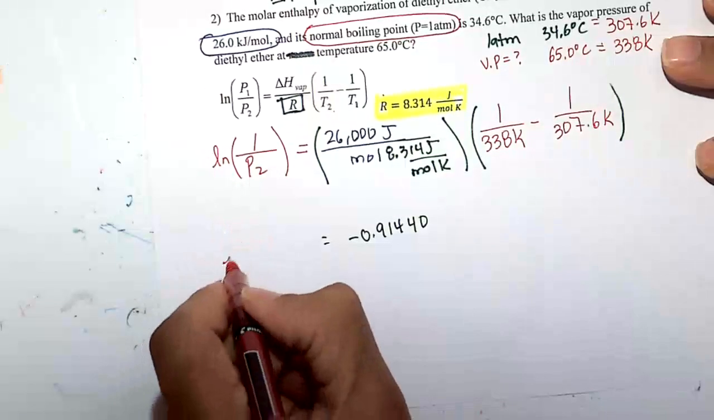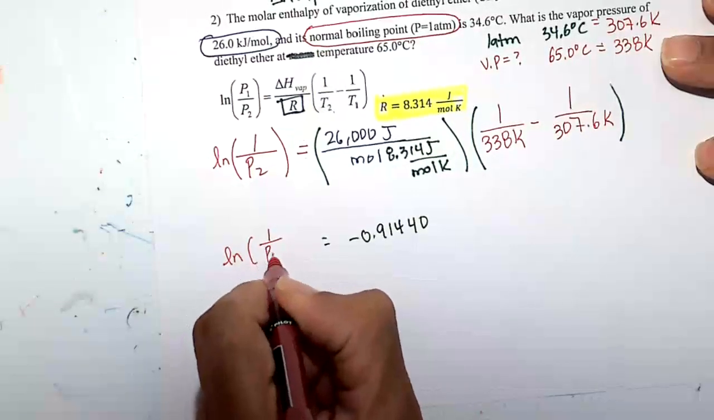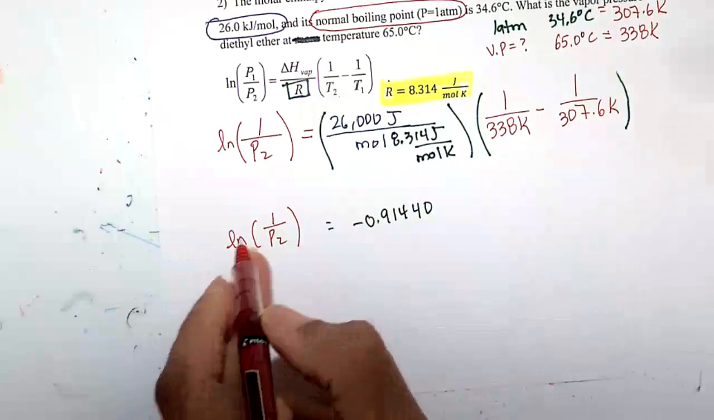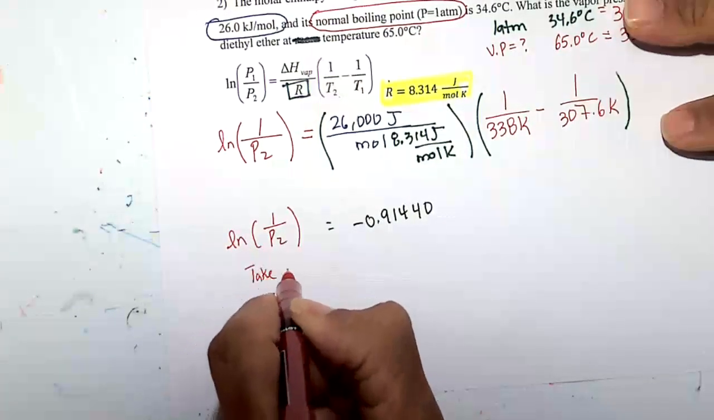And then that is equal to natural log of 1 over P2. So now we'll do the inverse log of both sides. So we'll take e to both sides of the equation.